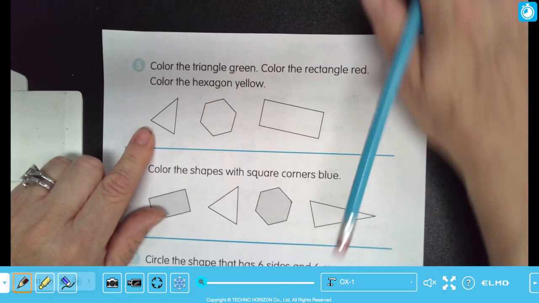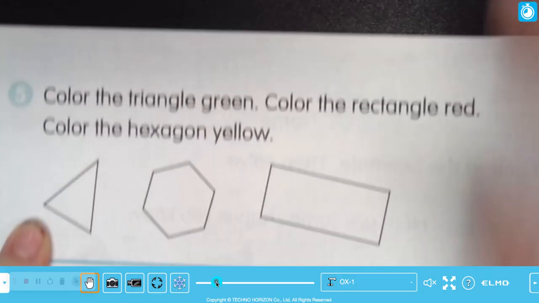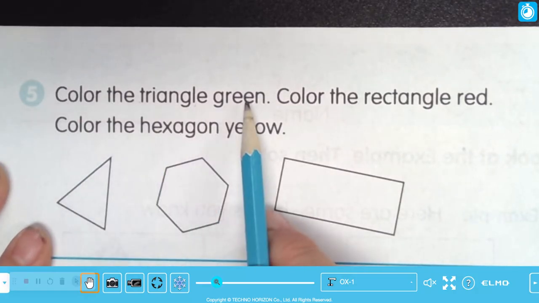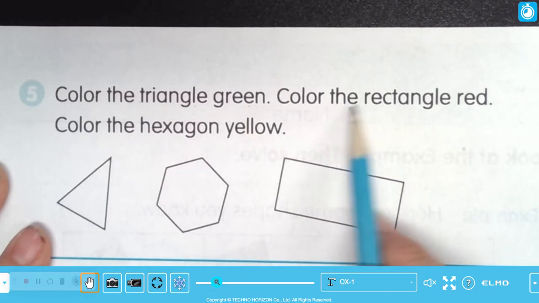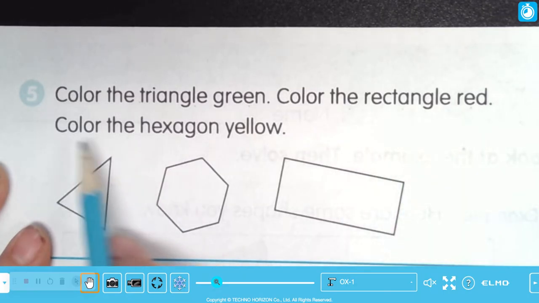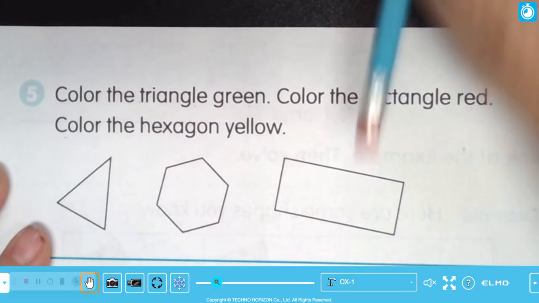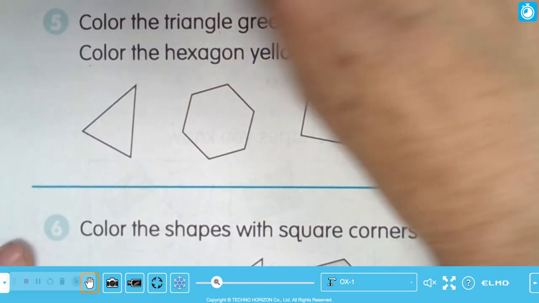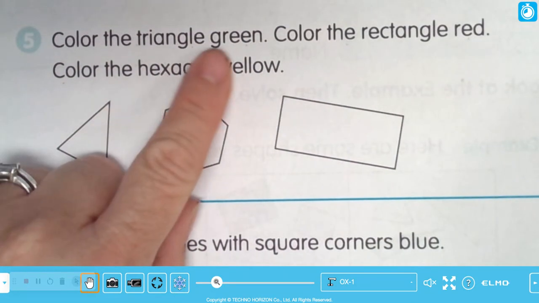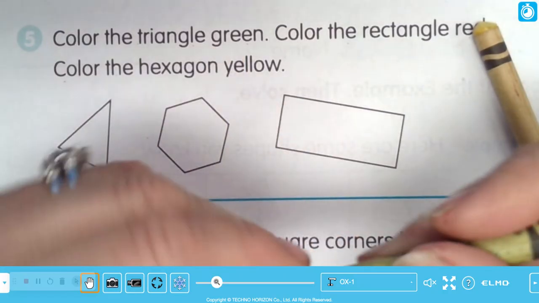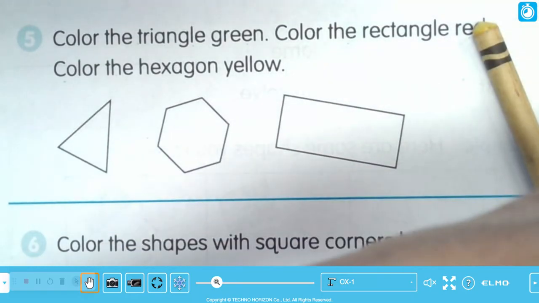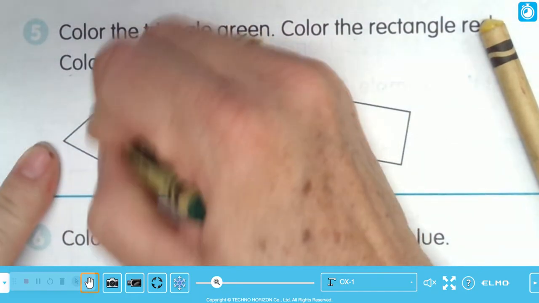Okay, number 5, I'm going to make it a little bigger so you can see it. It says, color the triangle green, color the rectangle red, color the hexagon yellow. So we're going to get our crayons out. I got my crayons here, and I'm going to color the triangle green. The triangle is the one with 3 sides. Tri means 3. So this is a triangle. I'm going to color it green.